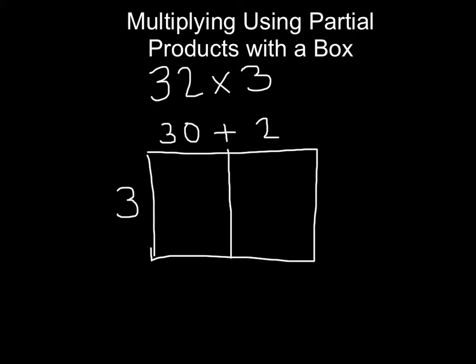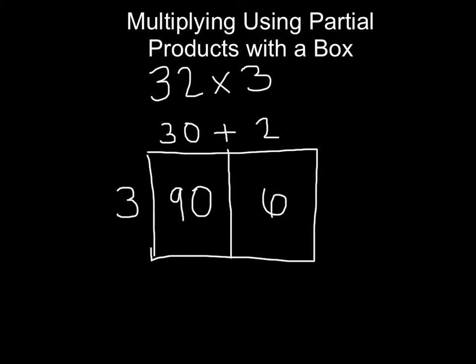And so then I'm going to multiply my 3 times my 30. And then I'm going to multiply my 3 times my 2. And you can just put your answers in the box. Those are products. So 3 times 30 is 90. And 3 times 2 is 6. That makes it easy because I know 3 times 3 is 9, and 3 times 0 is 0. So it's a lot easier to multiply it that way.